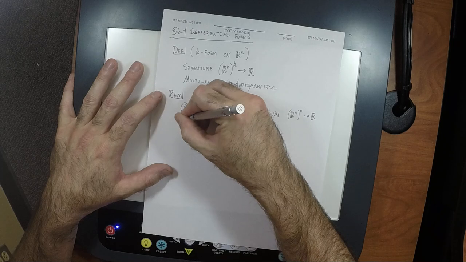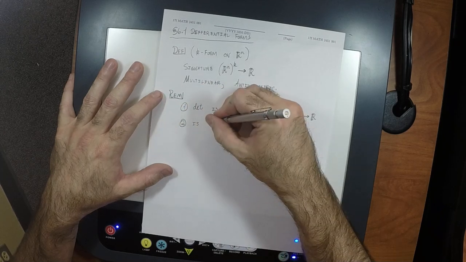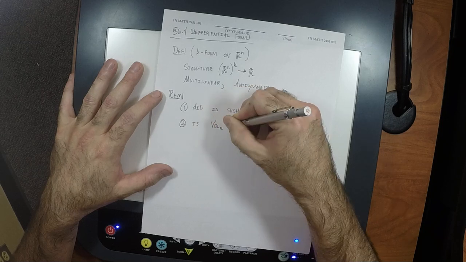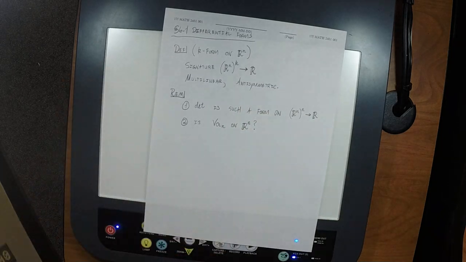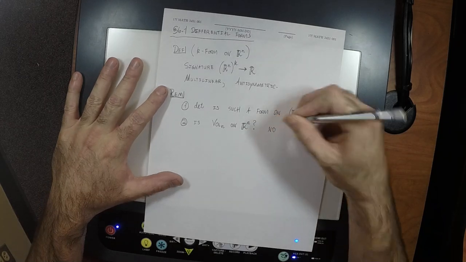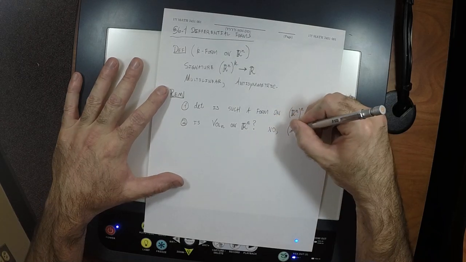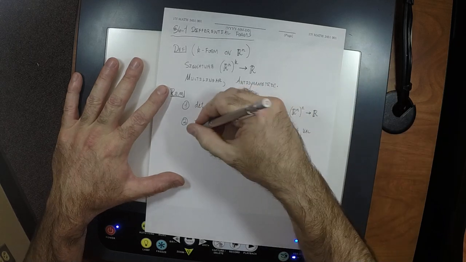Okay, two: is n-volume on Rn such a K-form? Is it something that does that? It can't be. Why can it not be? Because it's not linear, right? It's neither additive nor homogeneous in any of the columns. So the answer is no. And the simplest answer is just that absolute value is not linear.